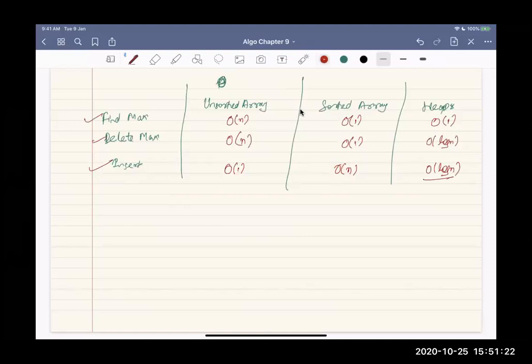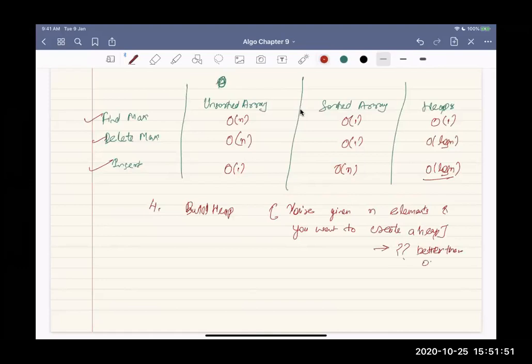Plus, we will also talk about the operation of build heap. One thing is you insert an element in a heap, but second is you are already given elements, and you want to put them into a heap, to create a heap. So can you do better than order n log n? And we will see we can. So these are the four operations we'll talk about.